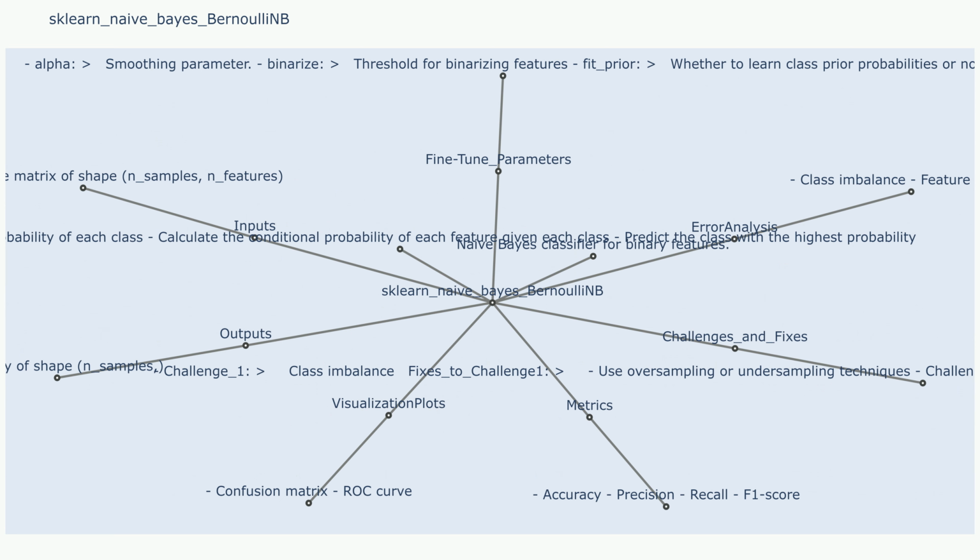Fixes to Challenge 2. Oversample the minority class or undersample the majority class to balance the dataset. Use class weights in the model fitting process to give more weight to the minority class. Consider using a cost-sensitive learning approach that penalizes misclassifications of a minority class more heavily.